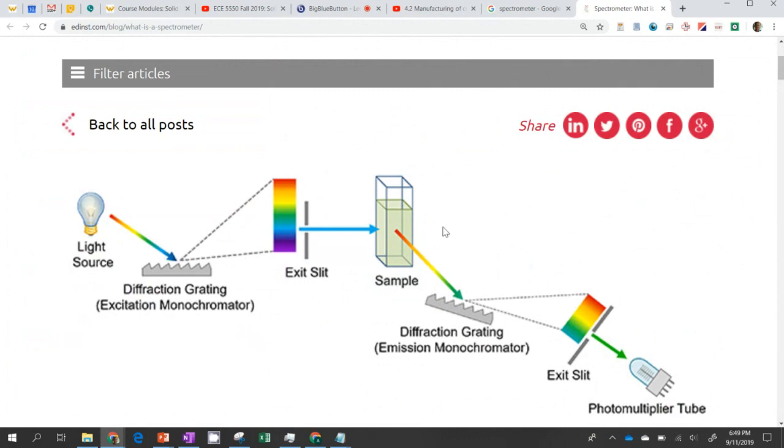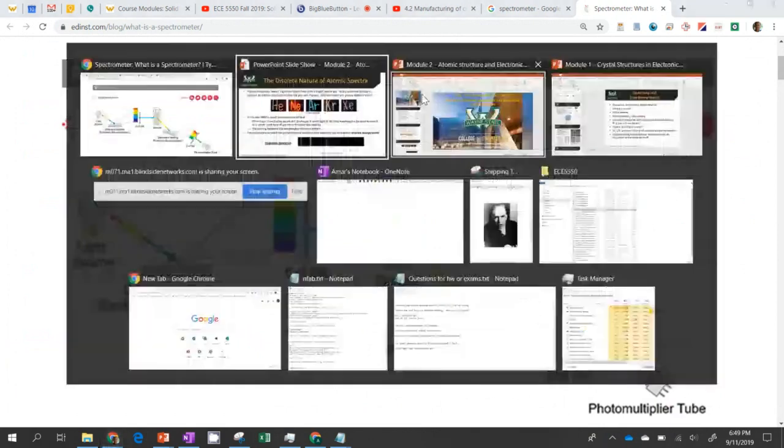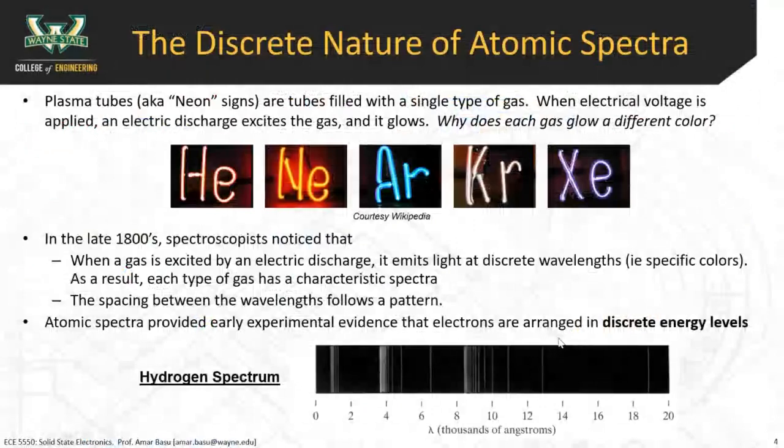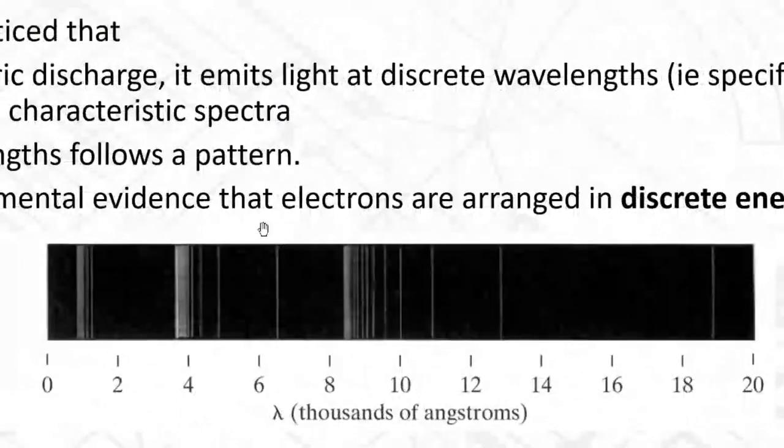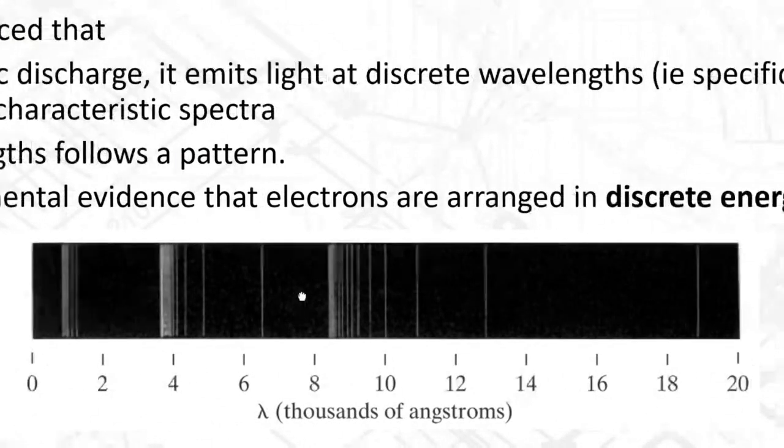So it basically splits up all the colors that were part of this incoming light. Don't worry about the rest of this right now. This is the most important thing. They use spectrometers, and what spectroscopists found is that when they looked at the spectra, they would see a whole bunch of different lines. A whole bunch of different lines means that there are many different colors being given off by that plasma tube, a combination of different colors.